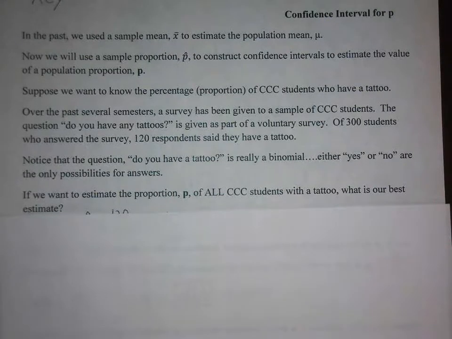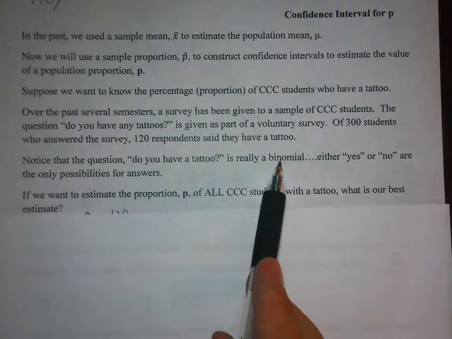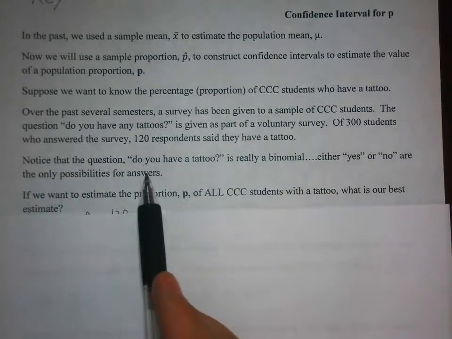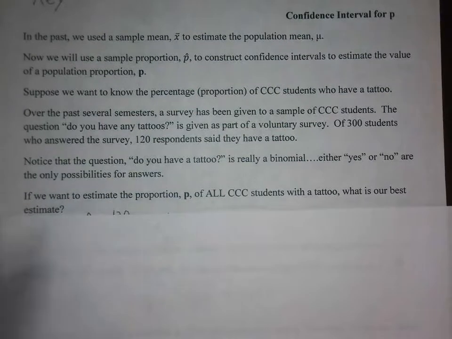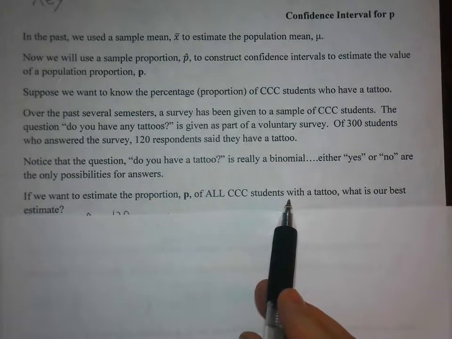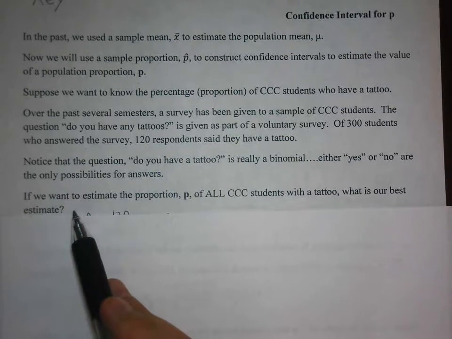Notice the question, do you have a tattoo, is really a binomial. Either yes or no are the only possible answers. So you either have a tattoo or you don't. If we want to estimate the proportion P of all CCC students with a tattoo, what is our best estimate?